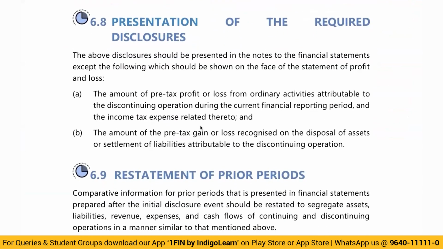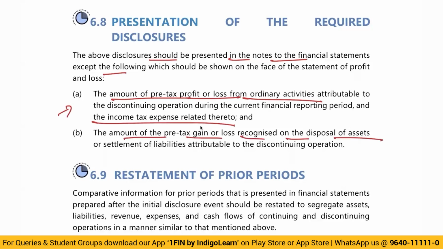Now, where should we disclose? The disclosure should be presented in the notes, except that the pre-tax profit or loss from ordinary activities and the income tax expense have to be shown on the face of the financial statements. The amount of pre-tax gain or loss recognized on the disposal should be disclosed on the face of the P&L. So on the face of the P&L, you have profit or loss from discontinuing operations as a separate line item, before tax, and the tax expense has to be disclosed.